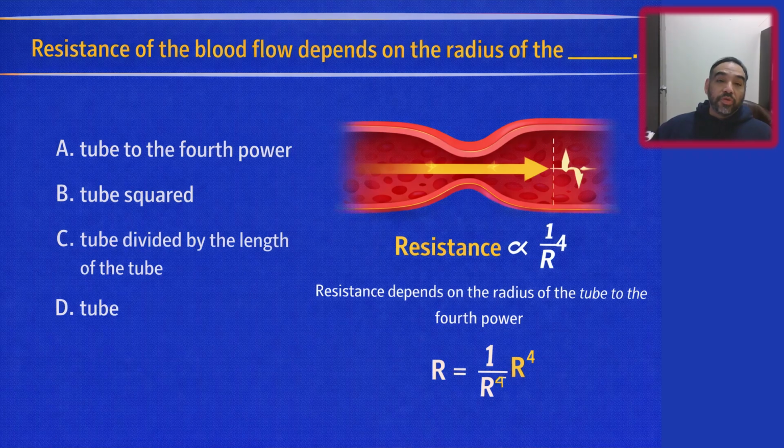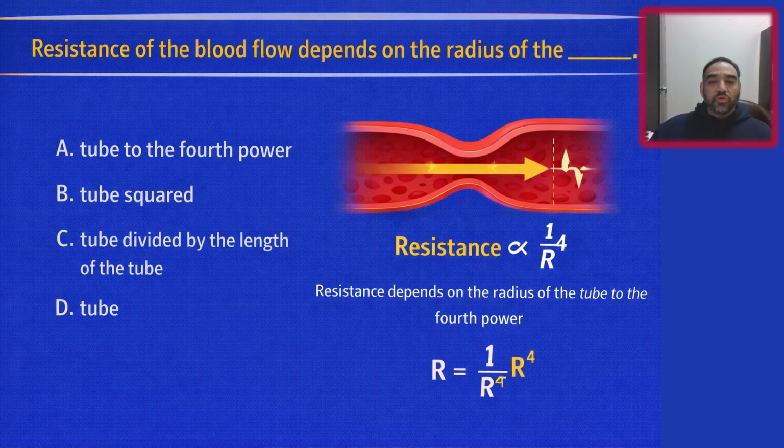So Poiseuille's law tells us that the resistance is proportional to 1 over the radius raised to the fourth power. So resistance is inversely proportional to radius to the fourth. So this means that if radius decreases just a little, resistance increases a lot. If radius doubles, resistance drops dramatically. So this is why a small change in vessel diameter, like stenosis, has massive effects on blood flow. The fourth power is the key thing here, in the denominator.